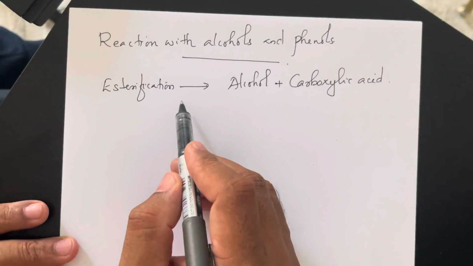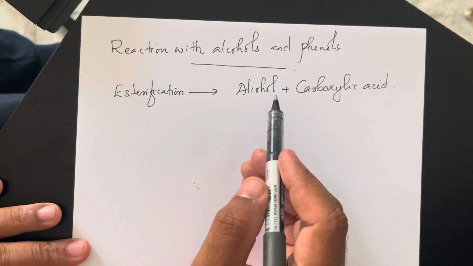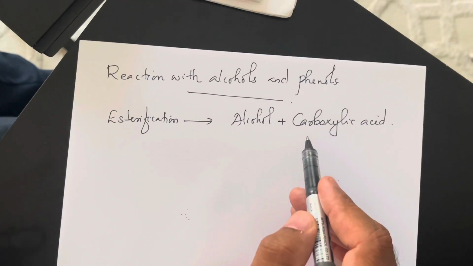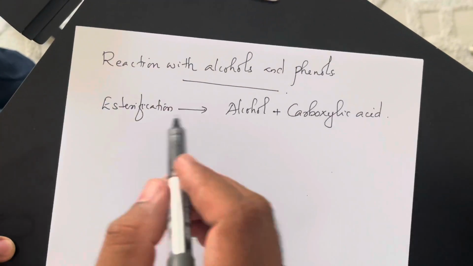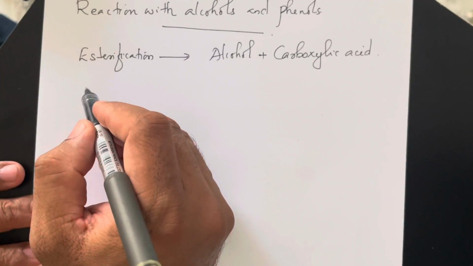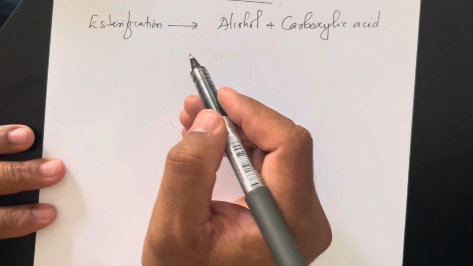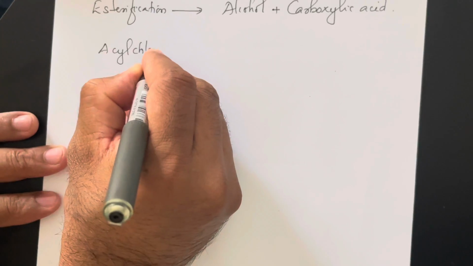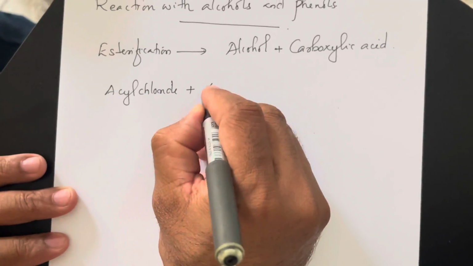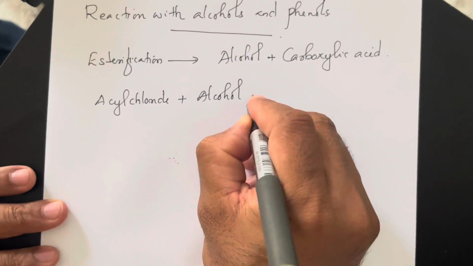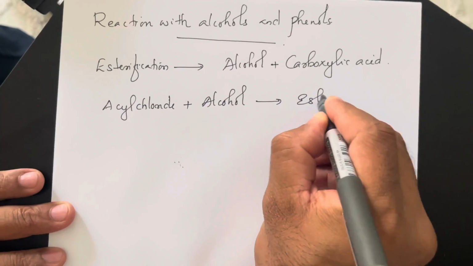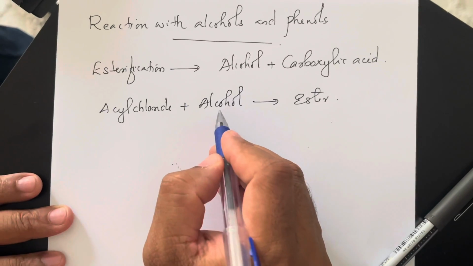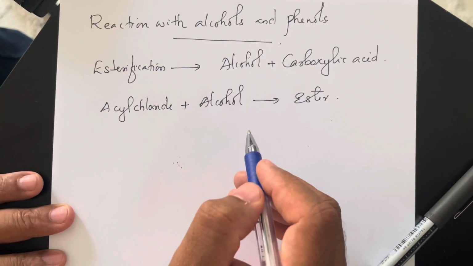On to the next topic, reaction with alcohols and phenol. As we know, esterification is the process in which alcohol reacts with a carboxylic acid to form an ester. The same way, acyl chloride reacts with alcohol to form an ester. If you take ethanoyl chloride and ethanol, you will get ethyl ethanoate as an ester.